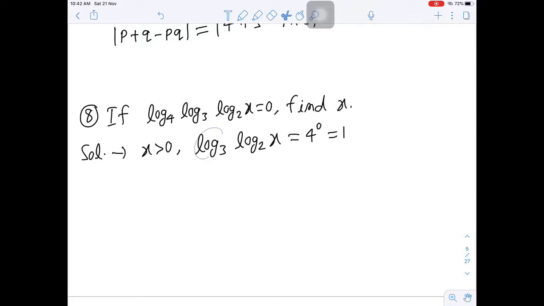Now you remove another log. When you remove another log, you will get log x base 2 equal to 3 to the power 1, that's 3. Now x would be, if you remove the log one more time, 2 cube, that's nothing but 8. So this is the answer.